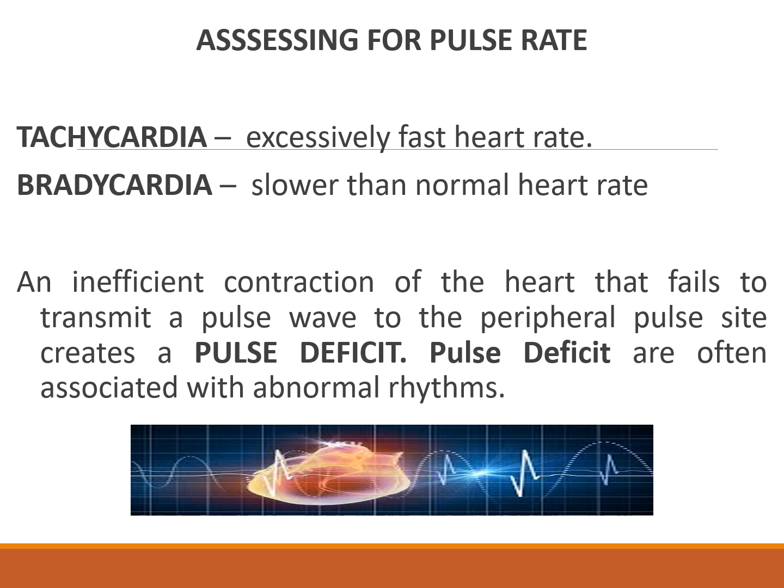An inefficient contraction of the heart that fails to transmit a pulse wave to the peripheral pulse sites creates a pulse deficit. To assess a pulse deficit, you and a colleague assess radial and apical rates simultaneously and then compare rates. The difference between the apical and the radial pulse rates is the pulse deficit. For example, an apical rate of 92 with a radial rate of 78 beats per minute leaves a pulse deficit of 14 beats per minute. So pulse deficits are often associated with abnormal rhythms.